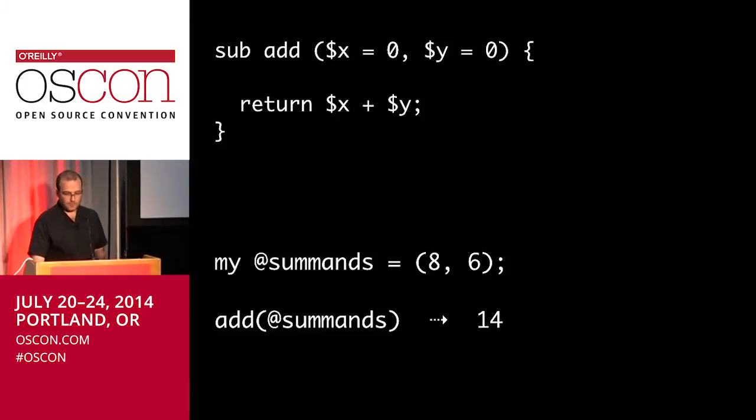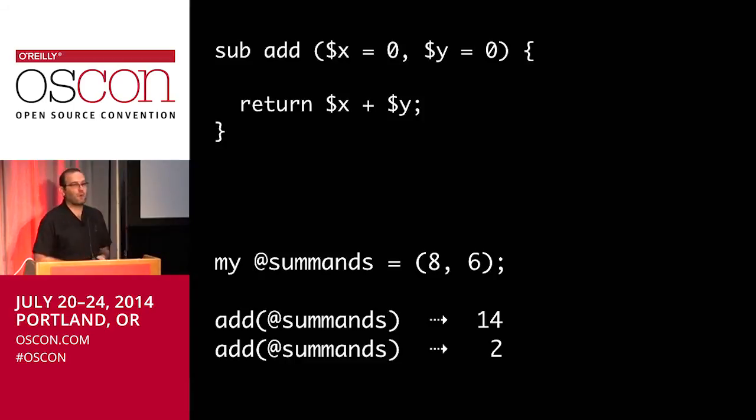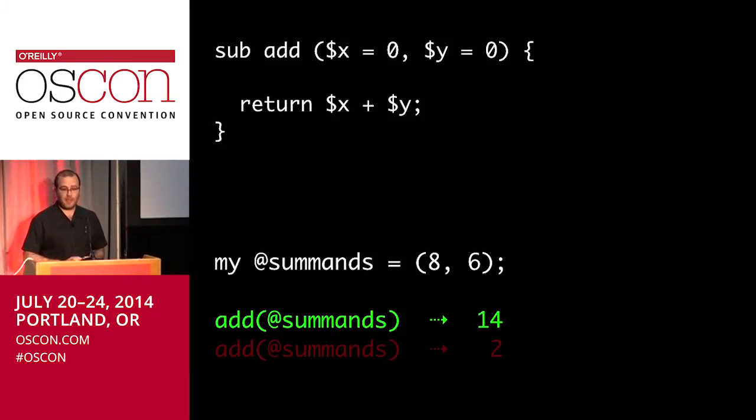So who thinks that we're going to get 14? Okay, maybe a third or half. Who thinks we're going to get 2? Okay, a little less than half. The answer is we get 14. And anyone know the reason? Yes? Because it's not insane. Yes, because 2 would be stupid.